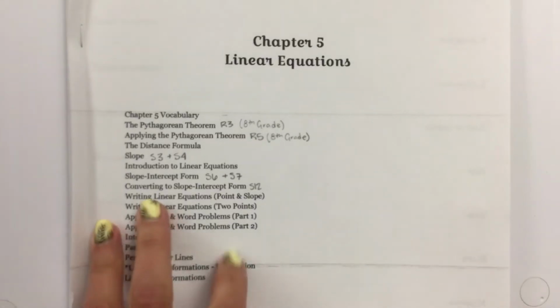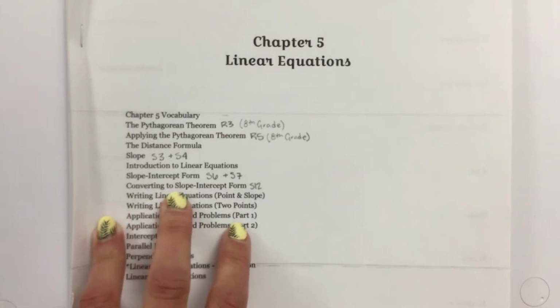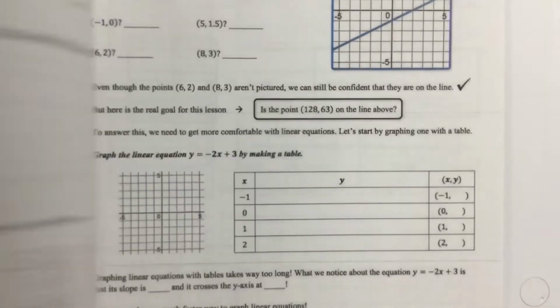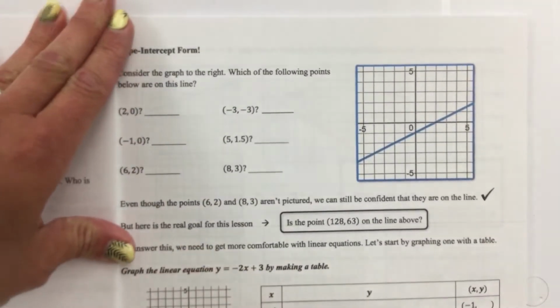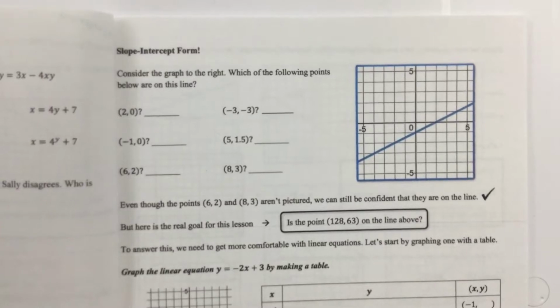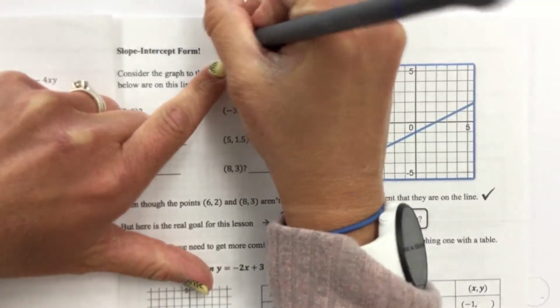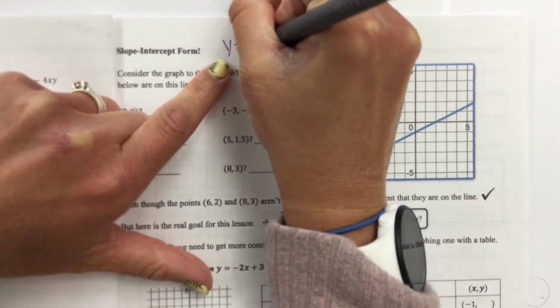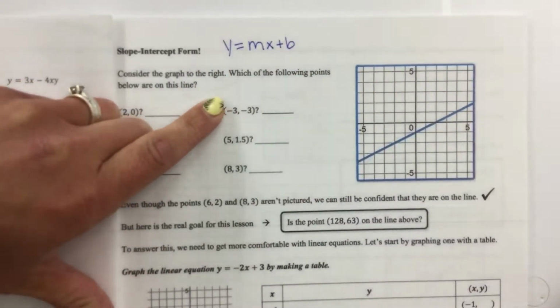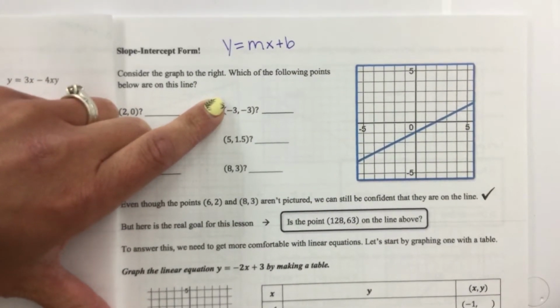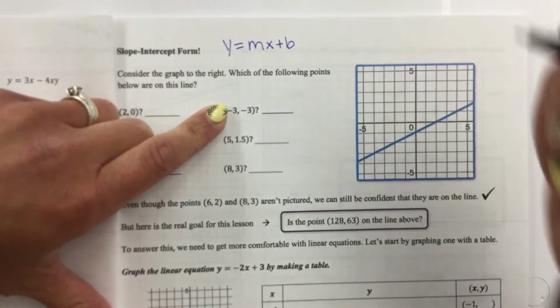Okay, Algebra 1, we are doing the section converting to slope-intercept form. So slope-intercept form is a very useful way to write an equation, and it will look like this. Y equals mx plus b. Might look familiar because we used this equation when we were working with arithmetic sequences.